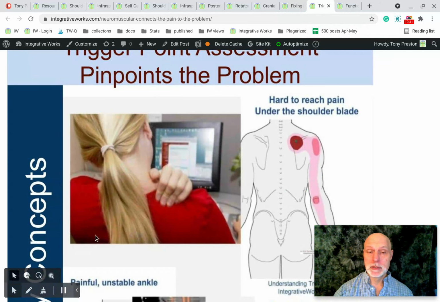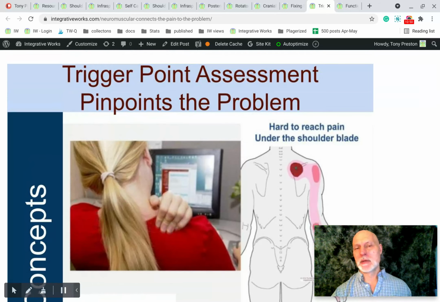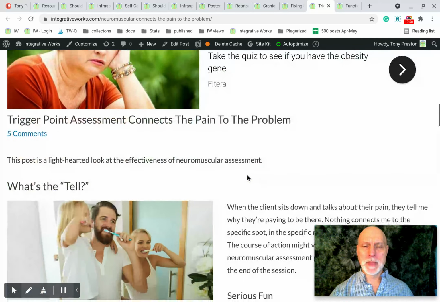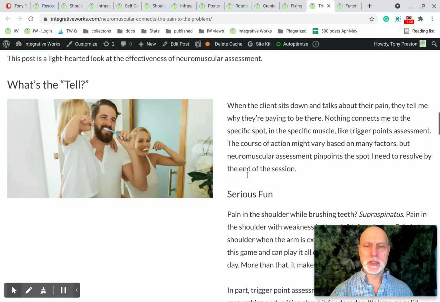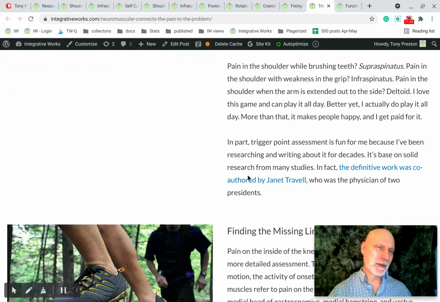As well, connected to this neuromuscular or infraspinatus muscle, there's a post about trigger point assessment and how it pinpoints a problem. This is part of the therapy concept section. It talks about how neuromuscular assessment really helps to pinpoint pain by connecting patterns and impaired function, so that once you know that, it gives the therapist a good idea about where to start.